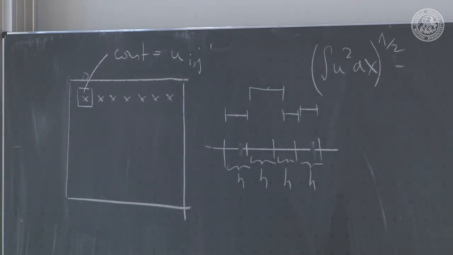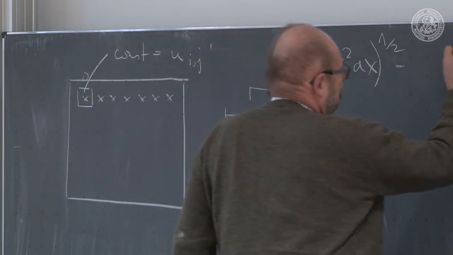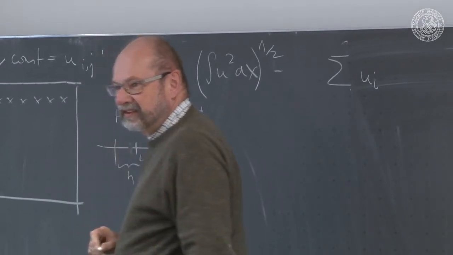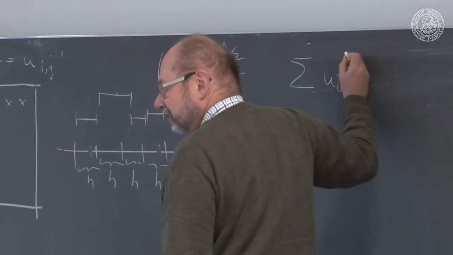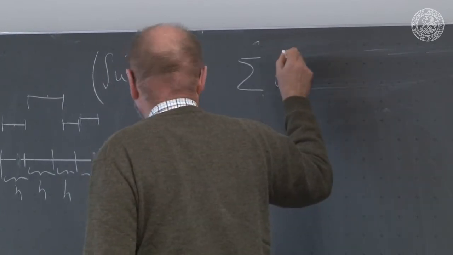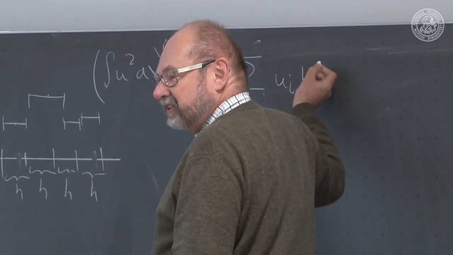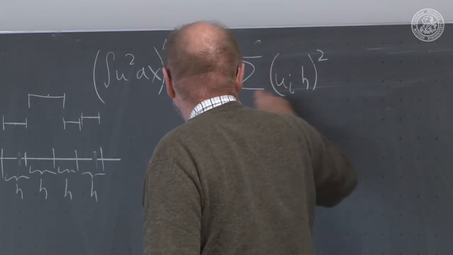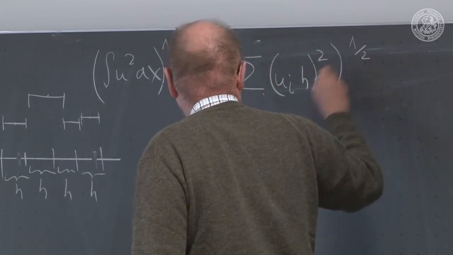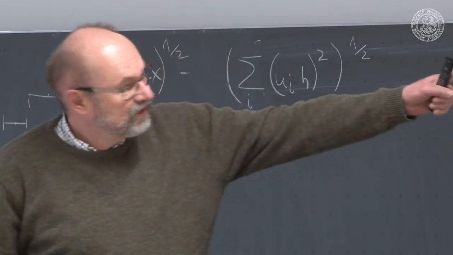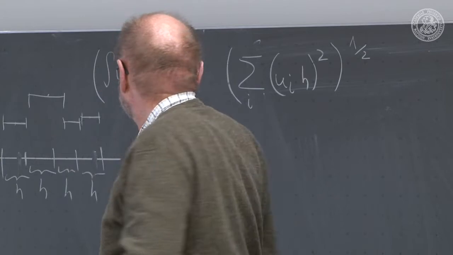Sigma u_i times h, whole square. So the sum over the u_i and then h, yes, whole square then. As the square, both, or what? What shall I say? Both? Square, then root. Okay. And now you see, that's exactly this thing here.